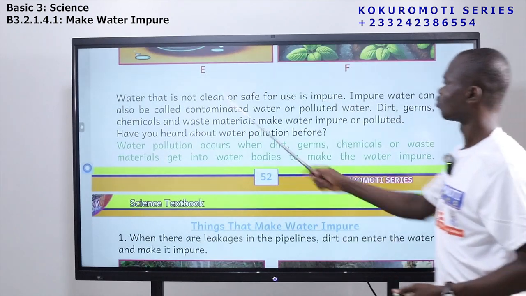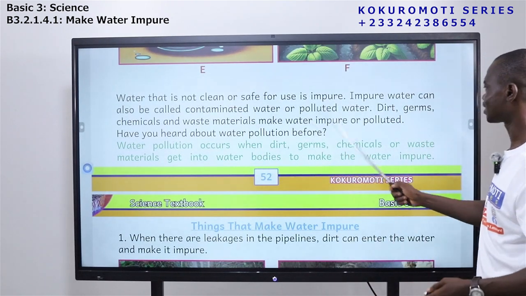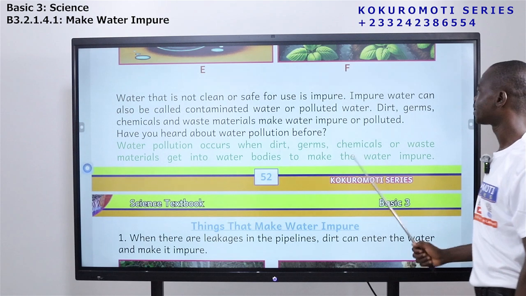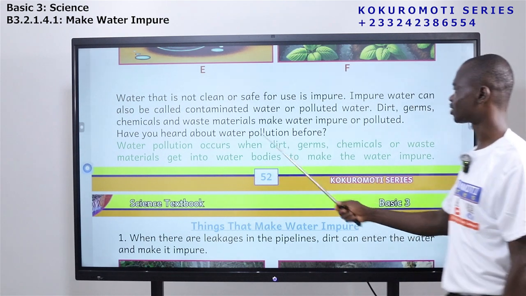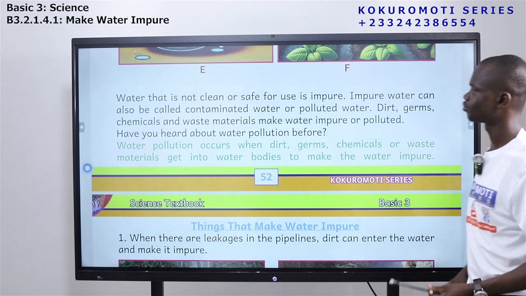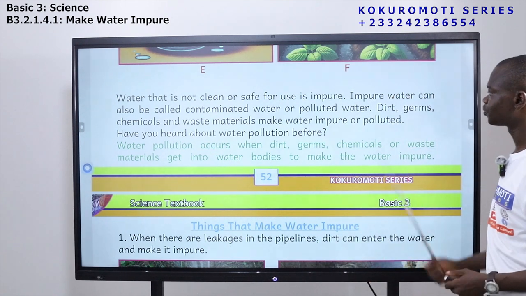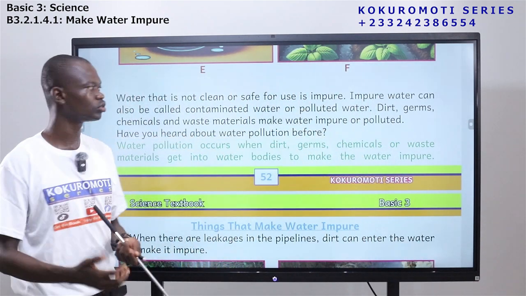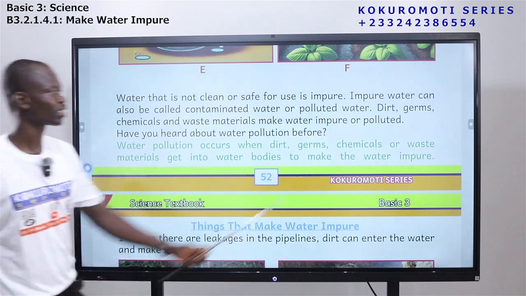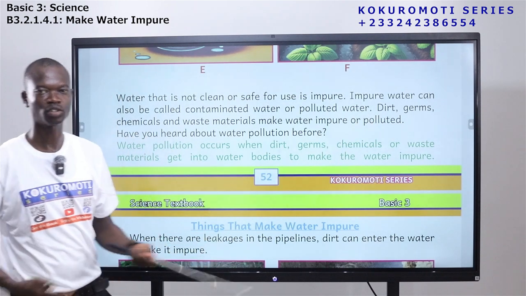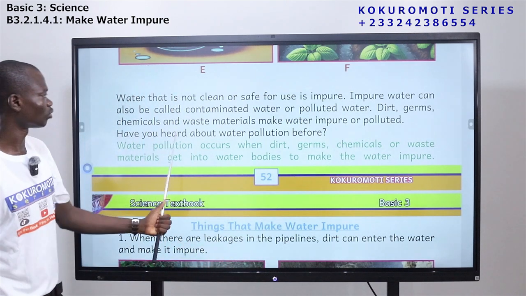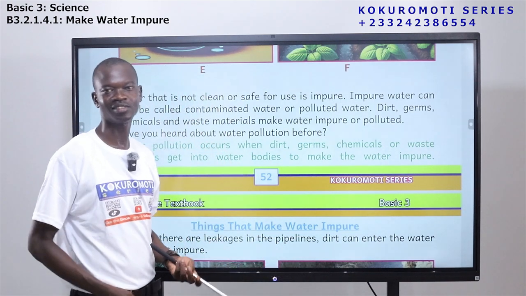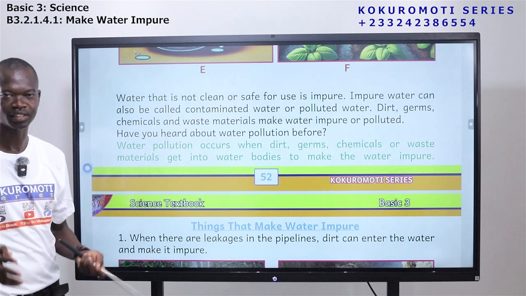Now let's continue. Water that is not clean or safe for use is impure. Impure water can also be called contaminated water or polluted water. Dirt, germs, chemicals, and waste materials make water impure or polluted. Have you heard about water pollution before? Okay, so we are talking about things that make water impure, or things that pollute or contaminate water. If water comes in contact with dirt, germs, chemicals, and waste materials, it becomes polluted or impure. Meaning, if you use it, you have health effects from it.